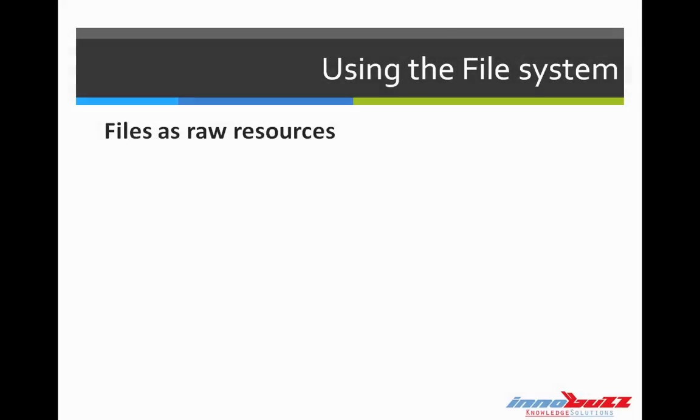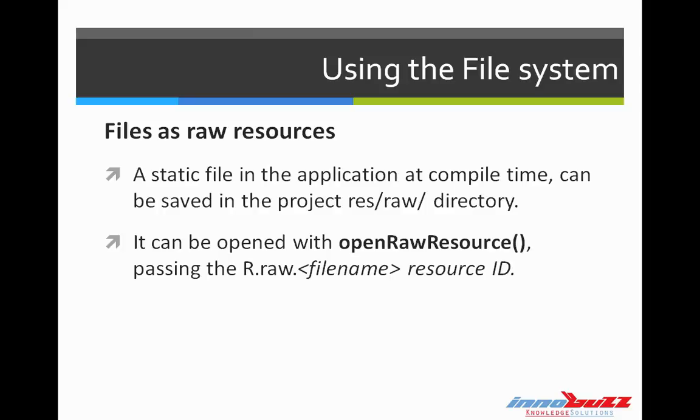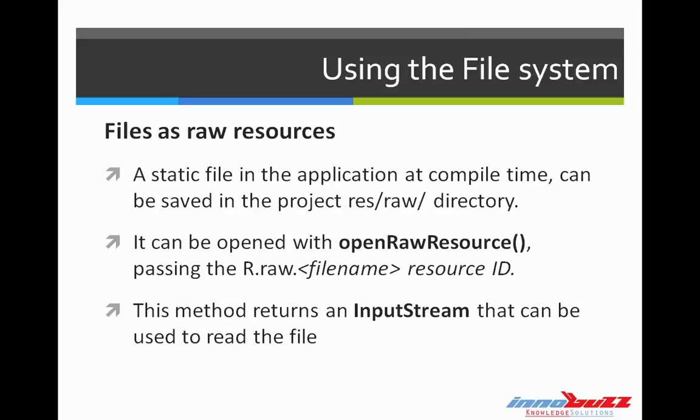Files as raw resources. A static file in the application at compile time can be saved in the project's resources raw directory. It can be opened with the open raw resource method by passing the resource ID. This method returns an input stream that can be used to read the file. One cannot write to the original file. Only read operations can be done on the file.